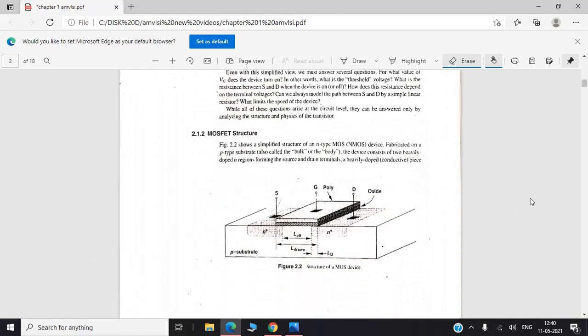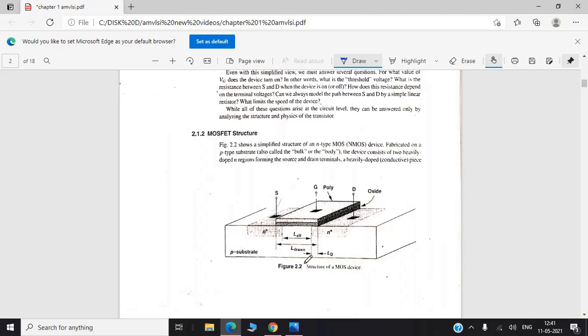Next, this is the MOSFET structure. So as you can see, this is a cross section of a MOSFET. So here you can see source is there. First is substrate, a P substrate because it is an NMOS. For PMOS it is N substrate. Okay, it's a reverse. So if there's a p substrate, n region will be here. If it's an n substrate, p region will be here.